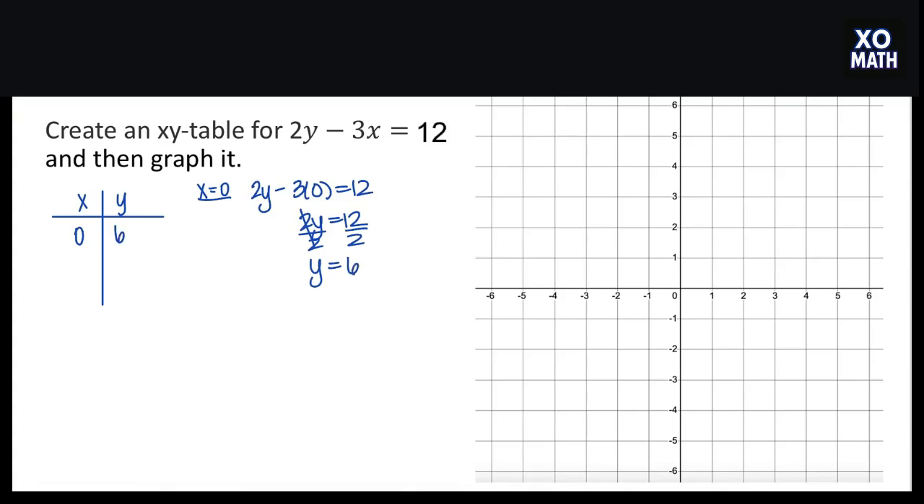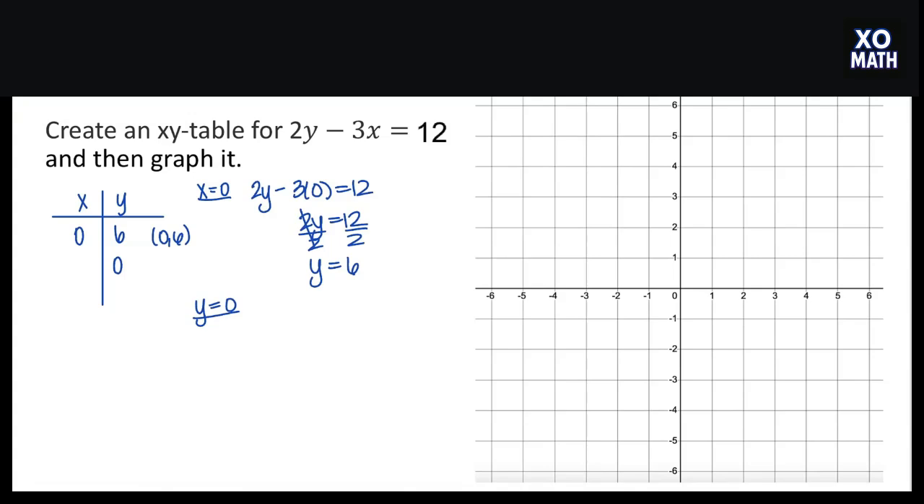So 0, 6 is a coordinate point on my line. Now, I technically just need one other point to define a line. I know this is a linear graph, so I only need one more point. And I'm going to decide to let y equal 0 to find the second point.